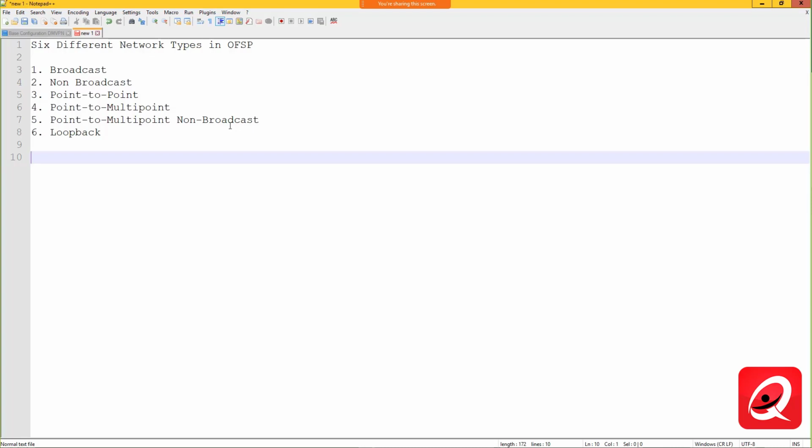So LSA Type 2, those are going to be generated by the DR. And if you recall from our previous discussion, network LSAs are built to simplify the calculation of the OSPF topology, to cut down the number of adjacencies that we have to have, but this is only going to occur in multi-access networks. Okay?